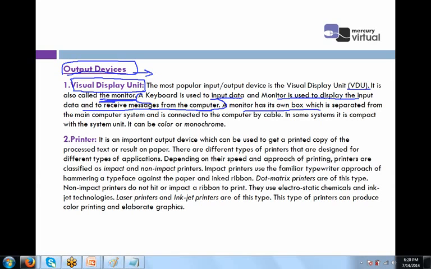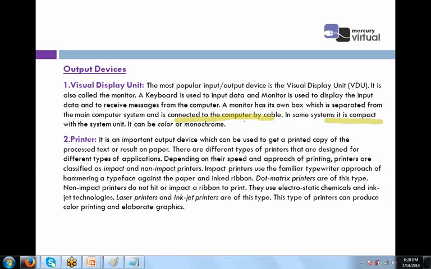A monitor has its own, and is connected to the computer by cable. In some systems, it is compact with the system unit. It can be color or monochrome. It depends on the monitor. There are different types of monitor like LCD. LCD full form is liquid crystal display. Then there is a term LED. This is LCD and then LED.